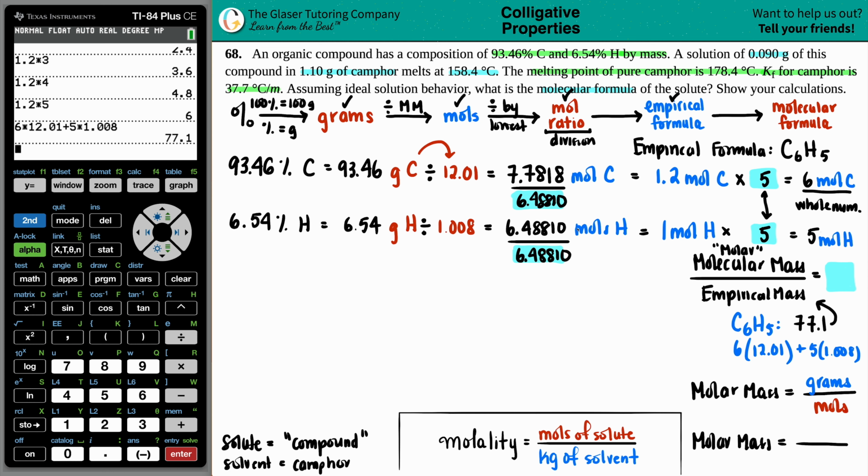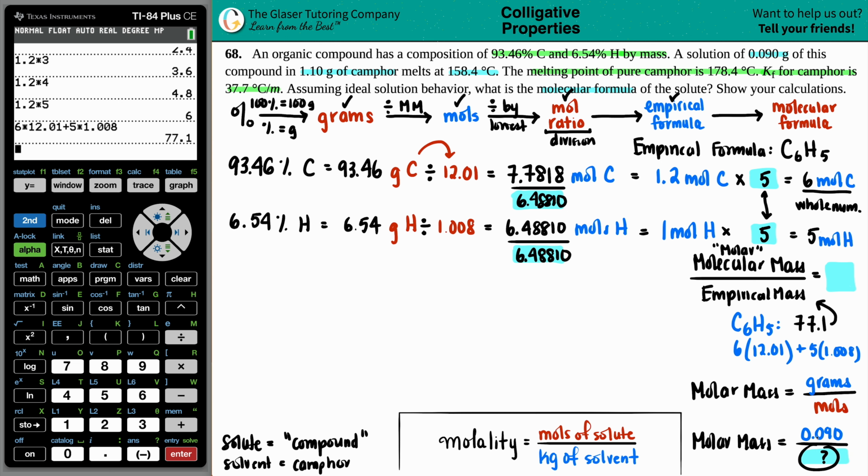So we do know that we have a 0.090 gram sample, but did they tell us how many moles we had? Not that I know of. So now this is the missing link. We're starting to put the pieces together, where if I can find out how many moles of this compound I had, I can find the molar mass. And if I have the molar mass, I could find out the timesing factor when I divide it by the empirical mass. And once I find that number out, I can find the molecular formula. So the missing link here now is get those moles.